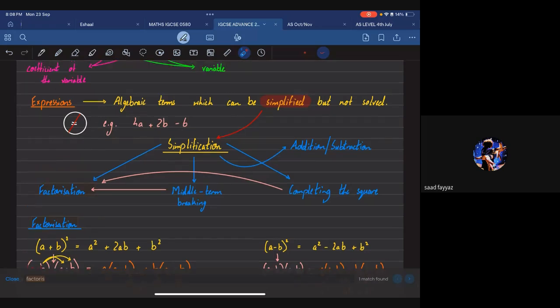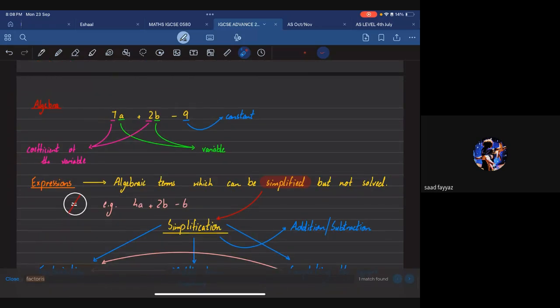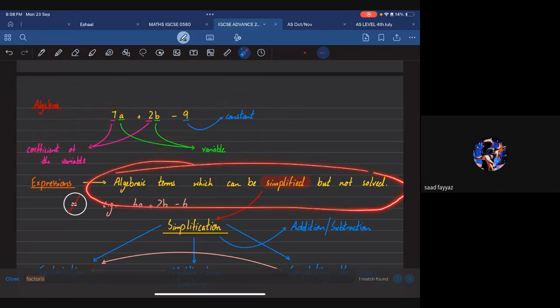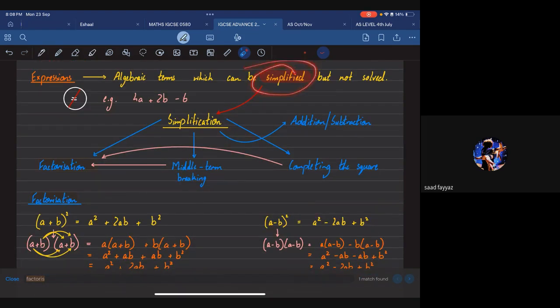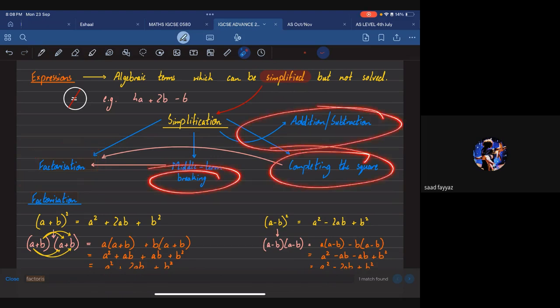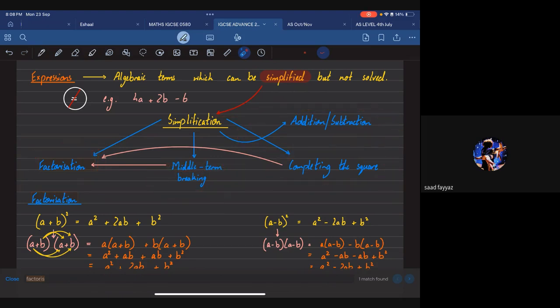Okay. So we started off with simple expressions, algebraic expressions. First, I obviously explained to you what are coefficients of variables, what are constants. Then we did expressions such as algebraic terms, which can be simplified but not solved. Then obviously the focus was built on simplification. If we're talking about simplifying something, obviously there has to be some set standard or some ways in order to simplify it. We discussed ways such as factorization, middle term breaking, completing the square, addition, subtraction, these sort of ways in which you can factor something, in which you can simplify something.